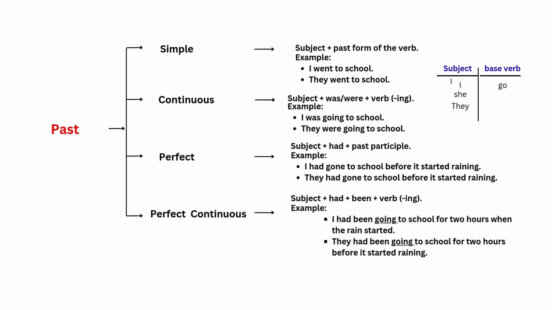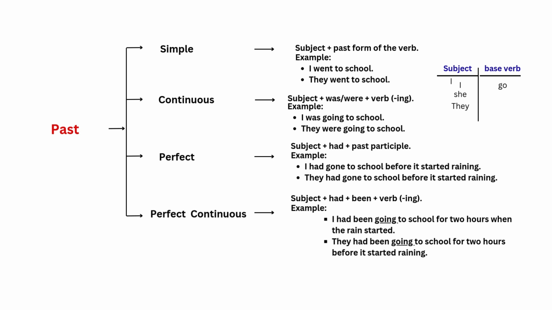Here, I is the subject. Had been is the auxiliary verb. Going is the main verb. To school is the object. For 2 hours indicates the duration of time. When the rain started is another action in the past.